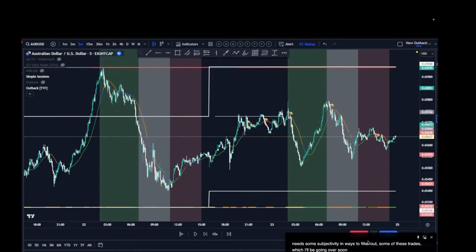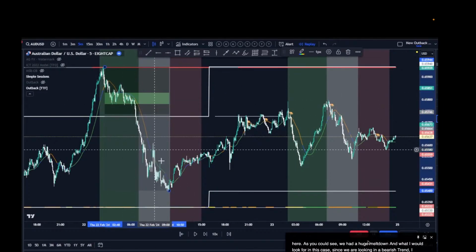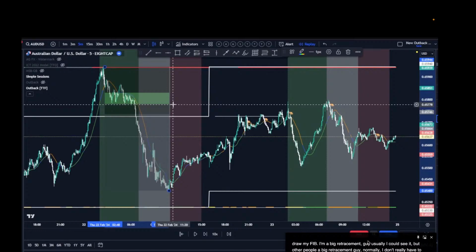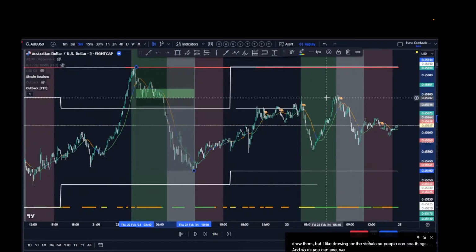But there were some good opportunities here. As you could see, we had a huge meltdown. And what I would look for in this case, since we are looking in a bearish trend, I would draw my fib. I'm a big retracement guy. Normally I don't really have to draw them, but I like drawing it for the visuals so people can see things. And so as you could see, we had a huge retracement all the way back to the 70.